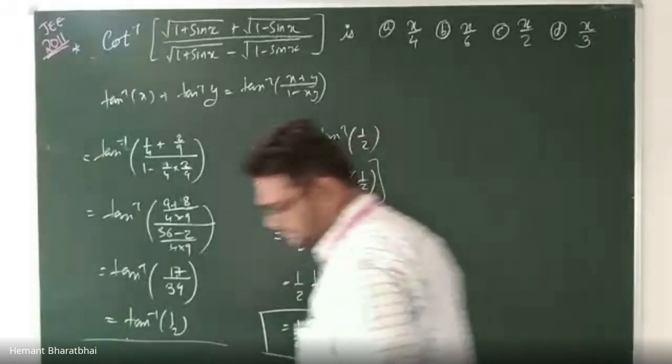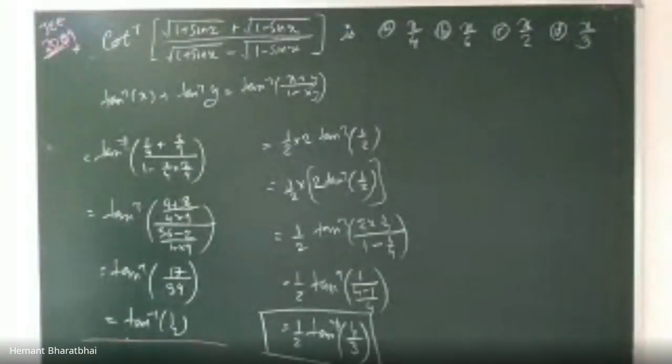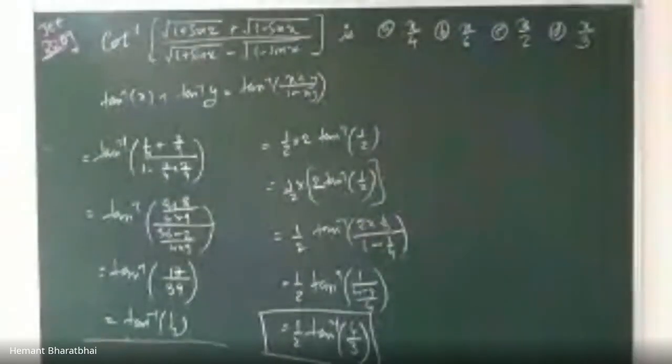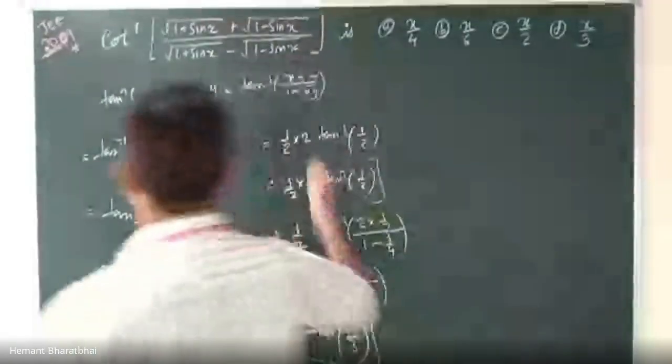If you see here, the question looks a bit tricky. Where are the options which are asked? Okay, this is a very small x by 4, x by 6, x by 2, x by 3. It indicates that we will have to simplify this first and then we'll find out cot inverse.